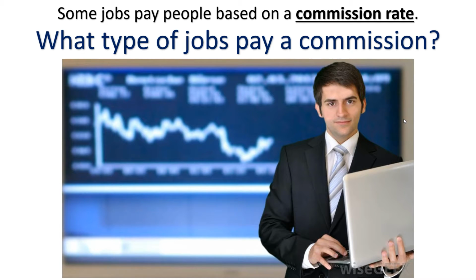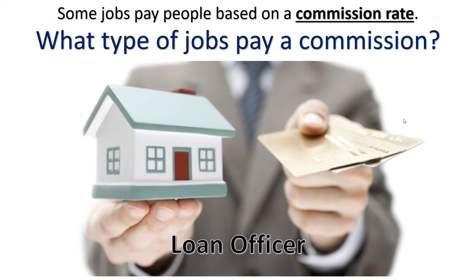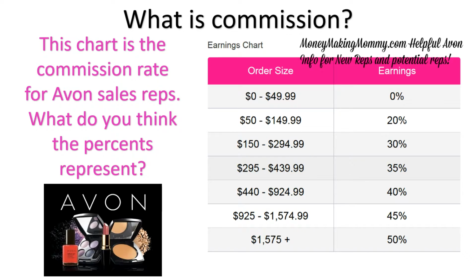Stock market brokers, they get a percent of the earnings they earn for their clients. A loan officer, so when your parents or family members or myself as a homeowner, when we had to get a loan, the loan officer got a percent of the amount we borrowed. So here's another example of a commission. Makeup salespeople like Avon or Mary Kay, they get percentages based on their sales.